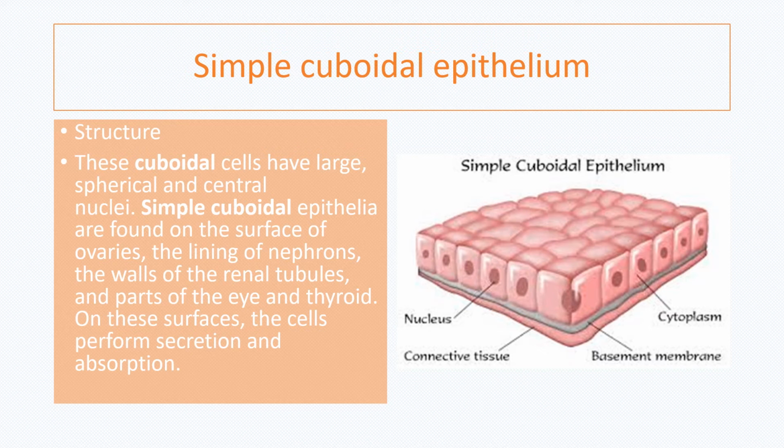Simple cuboidal epithelium is found on the surface of the lining of nephrons, the walls of the renal tubules, and parts of the eye and thyroid. On these surfaces, the cells perform secretion and maybe absorption. You can see the cytoplasm and a nucleus in the center of these cube shapes.